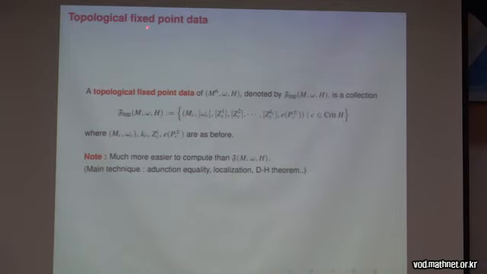So instead of fixed point data, I will define topological fixed point data, which is the homology or cohomology version of the fixed point data. Here, instead of a symplectic form, we take the class of the symplectic form, and instead of the embedding of a fixed component, we record its homology class, and the Euler class remains. Then it is much easier to compute the topological fixed point data than the fixed point data.